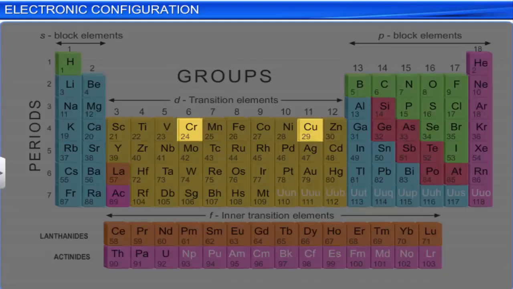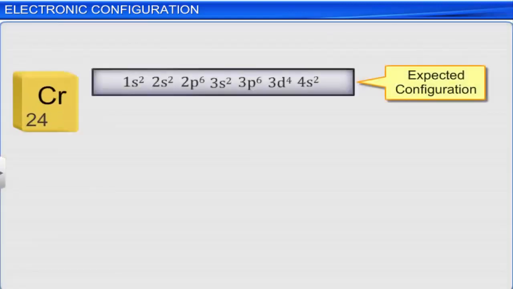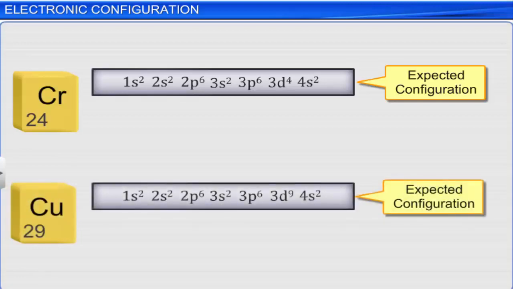The electronic configuration of chromium is expected to be 1s2, 2s2, 2p6, 3s2, 3p6, 3d4, 4s2, and the electronic configuration of copper is expected to be 1s2, 2s2, 2p6, 3s2, 3p6, 3d9, 4s2.